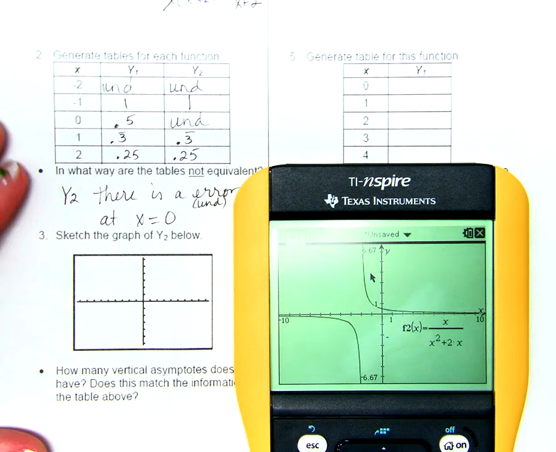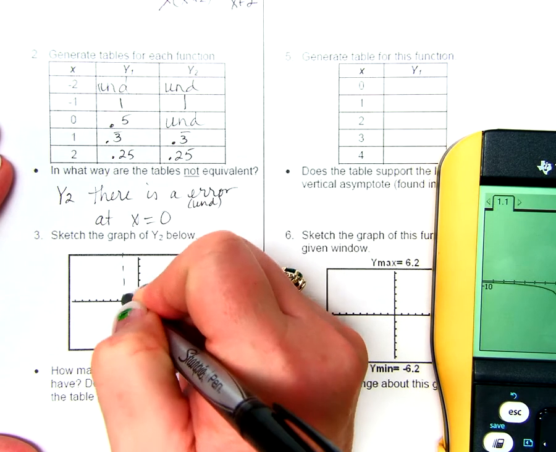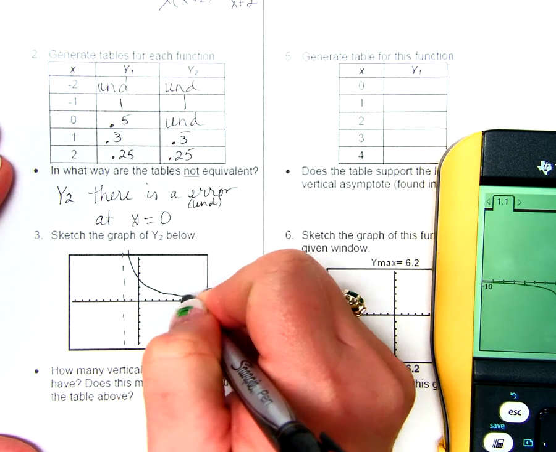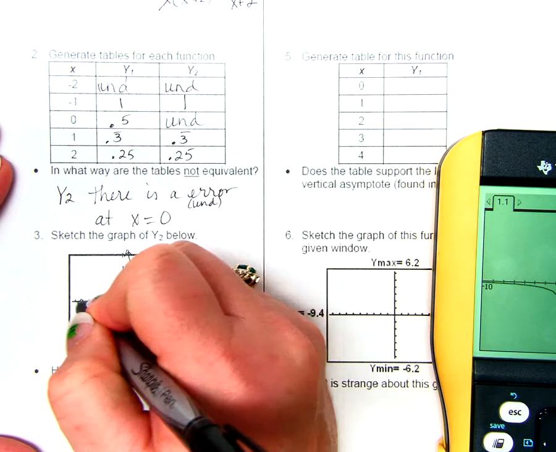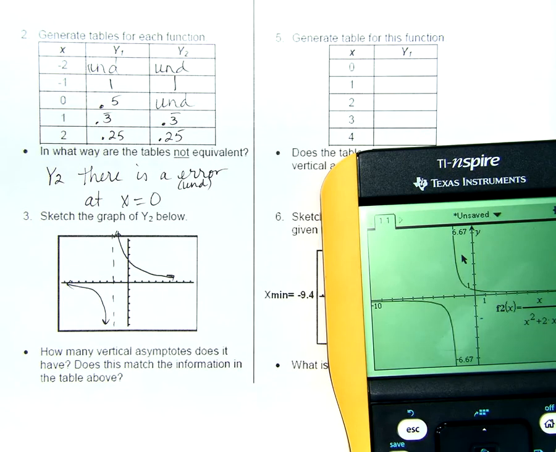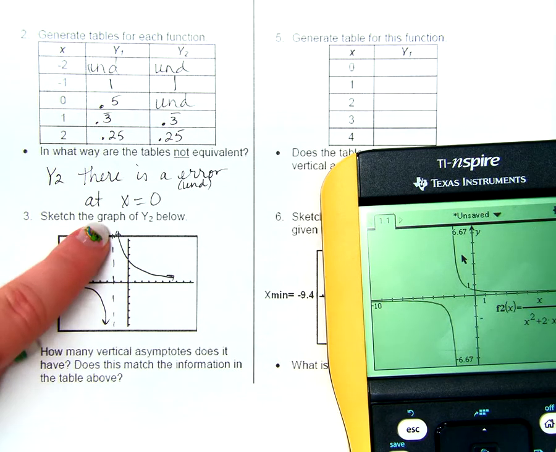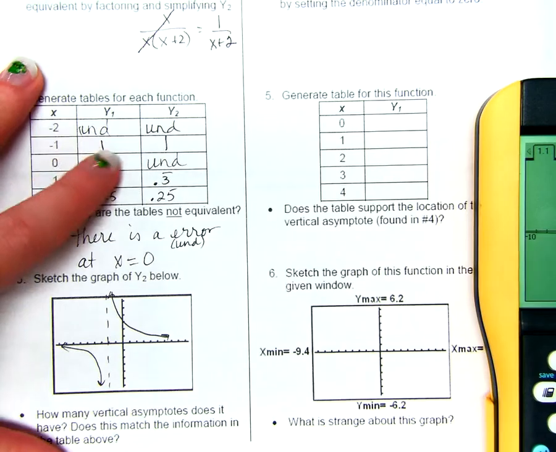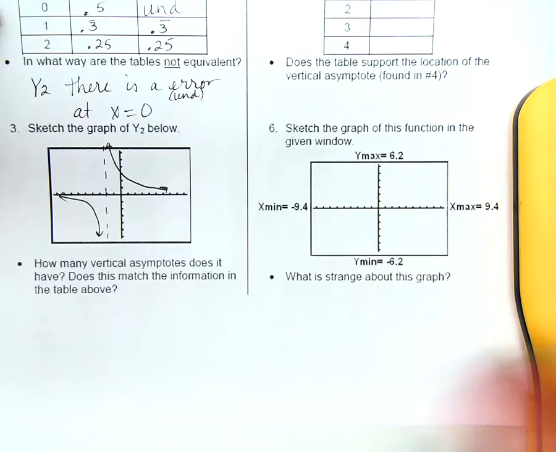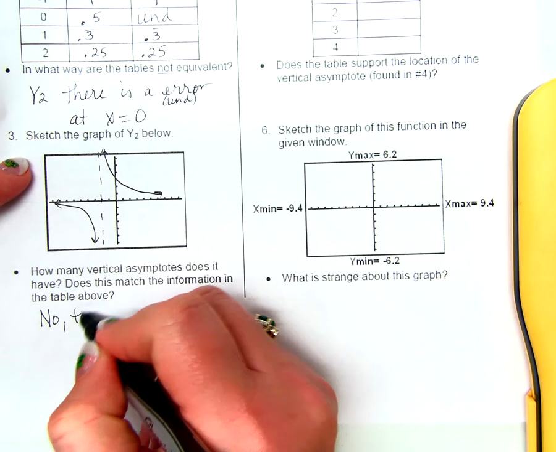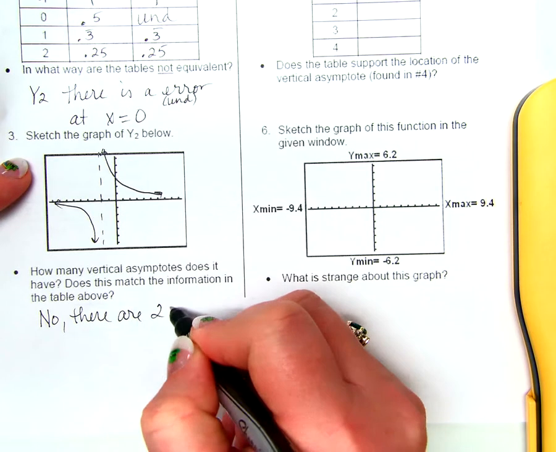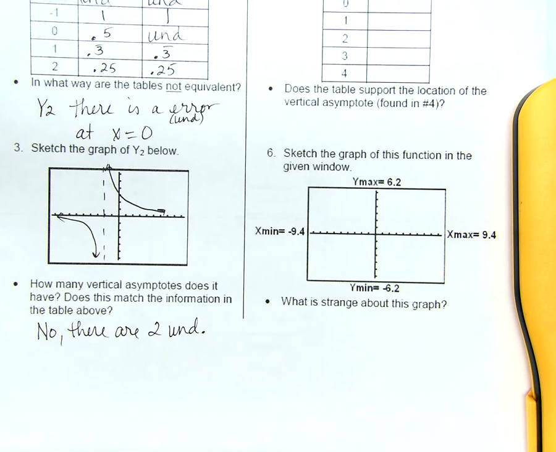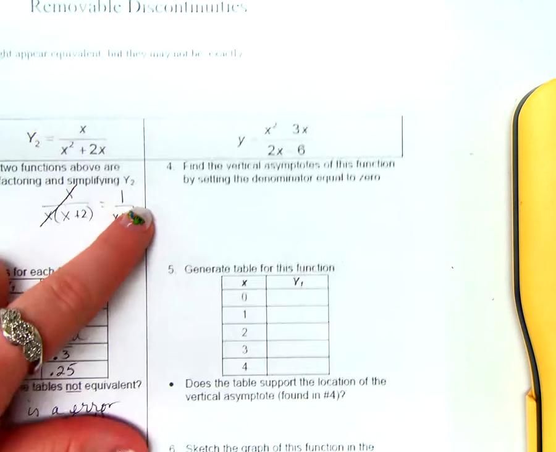Okay, so if I'm sketching the graph here, I have an asymptote at -2, and it does this, and it does that. Correct? How many vertical asymptotes does it have? Well, it has 1. Does that match the information in this table, according to y sub 2? No, it doesn't. Okay? There are 2 undefineds in the table. There's only 1 asymptote, but 2 undefineds, which would imply that we would have 2 asymptotes, right?